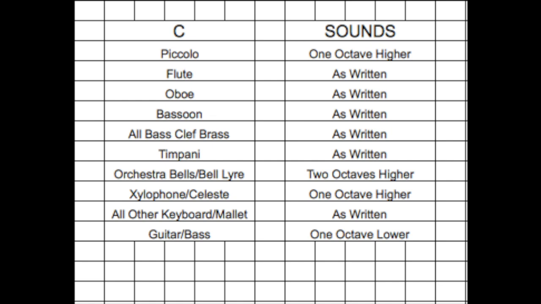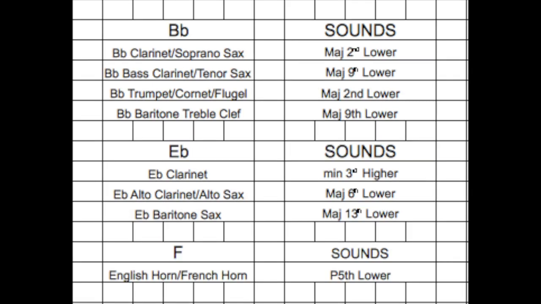Orchestra bells and the bell lyre sound 2 octaves higher than written, and the xylophone and celeste sound 1 octave higher than written. All other keyboard and mallet instruments sound as written. The guitar and bass sound 1 octave lower than written. B-flat instruments include the B-flat clarinet and soprano sax, which both sound a major second lower than written.